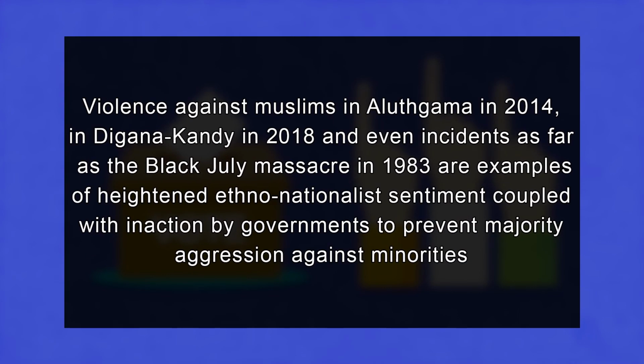The violence against Muslims in Aluthgama in 2014 and Digana in 2018, and even incidents as far back as the Black July massacre in 1983, are examples of heightened ethno-nationalist sentiment coupled with inaction by governments to prevent majority aggression against minorities. The government's response to these incidents has shown that in Sri Lanka, protecting minorities has become a political inconvenience.